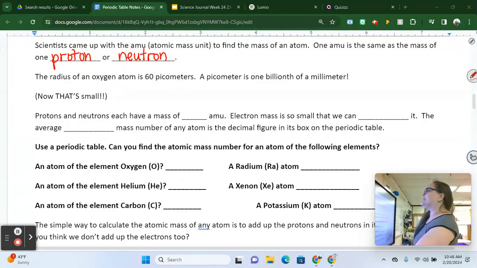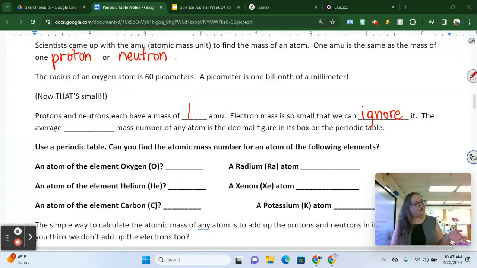So protons and neutrons each have a mass of 1 AMU. The electron mass is so small we can ignore it. Okay, so how stupidly small must electrons be if we've given a unit to the proton and the neutron, which, I mean, the atom is so small we can hardly comprehend it. And then the protons and the neutrons inside of it are even more ridiculously small that we can't comprehend, but they're still big enough to get a unit for their measurement. And electrons are so small. So how small, like electrons are like nothing.